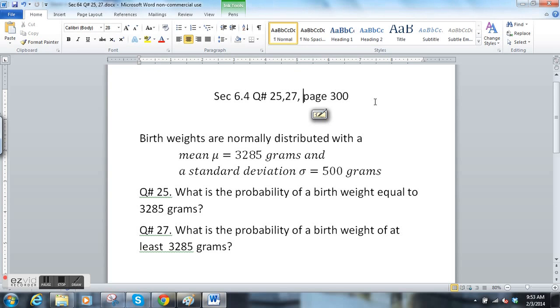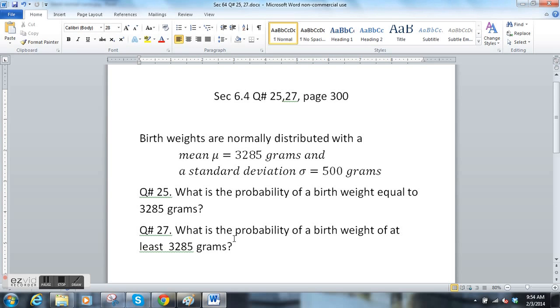On page 300, the question says that birth weights, so baby weights, are normally distributed with a mean of mu, equal to 3285 grams, and a standard deviation of sigma equal to 500 grams. So again, that's sigma. Question 25 says, what is the probability of a birth weight equal to 3285 grams? Question 27, what is the probability of a birth weight of at least 3285 grams?